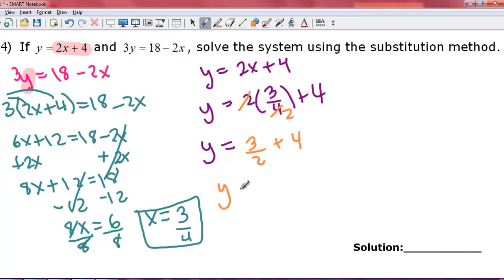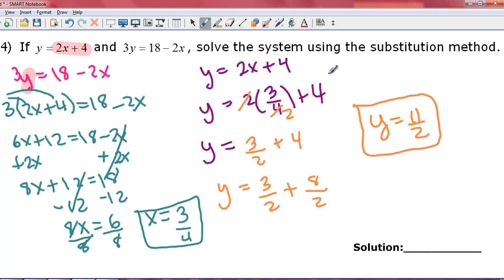We better get a common denominator. What's 4? What's the common denominator? That would be 8/2. Okay. And we add those together, we get 11/2. And it's okay to leave it as an improper fraction. We have our two pieces there.